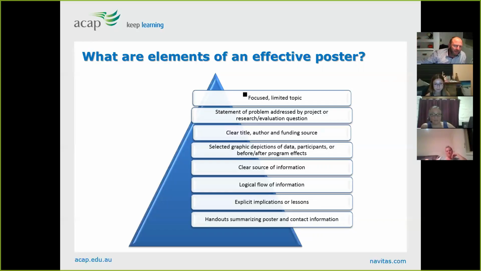I mean, if you've got a grant off the state government, of course you're going to have the state government's symbol down the bottom to say good on you, you know, Premier Andrew, or whoever might have given you the money. Statement of the problem addressed by the project, what it's going to achieve maybe, and focused with limited things going on.